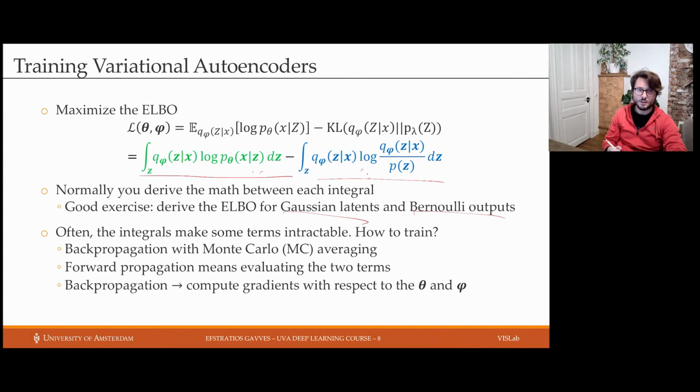Often the integrals are still intractable. After all, we have latent spaces Z that are huge, so what we typically do is resort to Monte Carlo averaging, which can couple well with backpropagation. So we can still use backpropagation for our neural networks, and Monte Carlo averaging to average over our latent space to marginalize out our latent space Z. In that case, forward propagation means computing these two terms, and backpropagation means computing the gradients of the ELBO with respect to our parameters theta and phi.